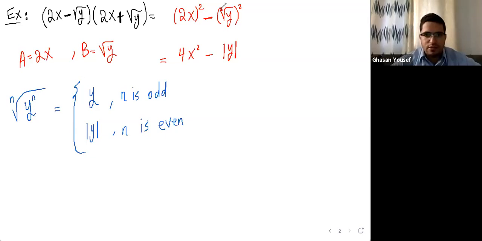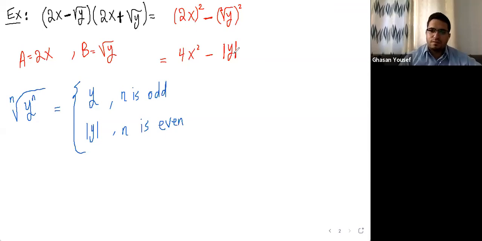So here the exponent is 2. Number 2 is an even number. And I also have the root 2. The 2 with the 2, they cancel each other, but I cannot cancel it and put just y. I should put the absolute value of y, because the n here is even.